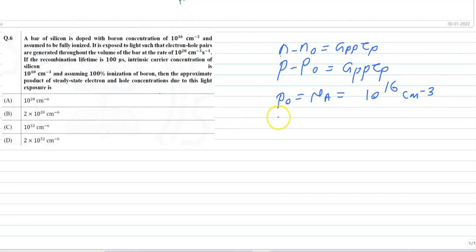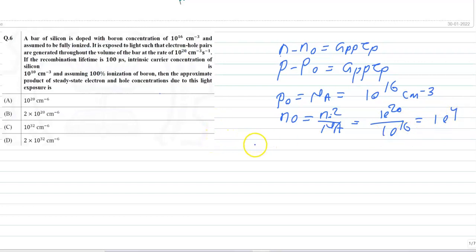Then from the law of mass action, n naught will be ni squared upon Na. These are the thermal equilibrium carriers, p naught and n naught. So n naught is equal to ni squared upon Na. Ni has already been given as 10 to the power 10. So this will be 10 to the power 20 upon 10 to the power 16, which is equal to 10 to the power 4.